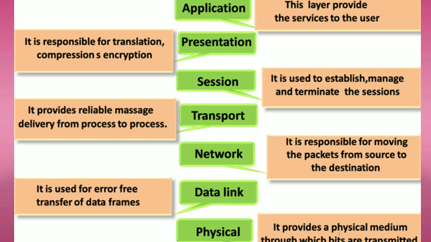Let us take a quick recap of the 7 layers. The physical layer is the physical medium through which the bits are transmitted, and the data link layer is used for error-free transfer of data frames. The network layer is responsible for moving the packets from source to destination, whereas the transport layer provides reliable message delivery from process to process. The session layer is used to establish, manage, and terminate the sessions. The presentation layer is responsible for translation and compression, also the encryption.